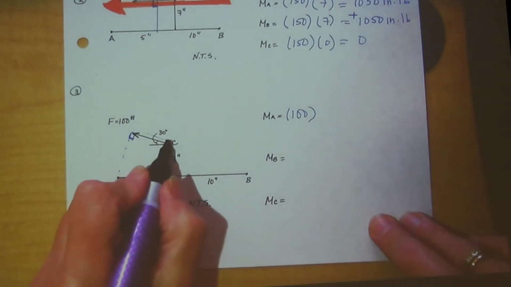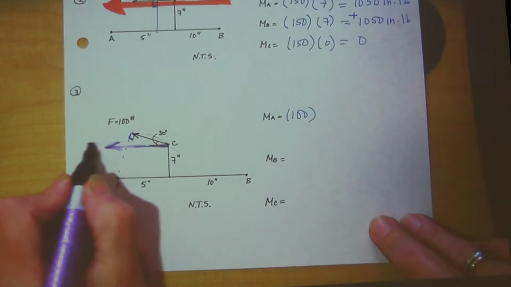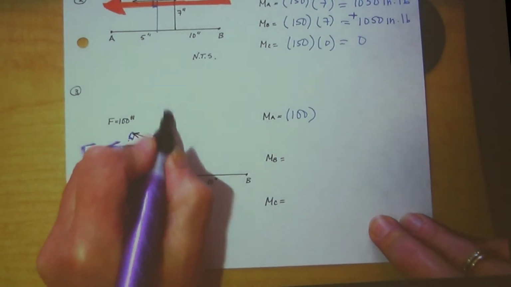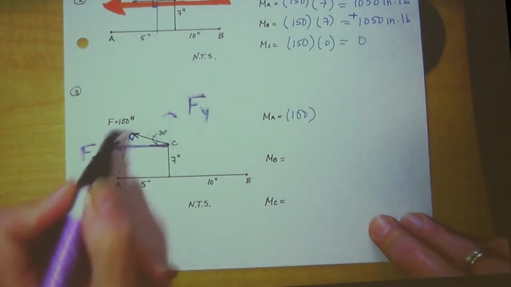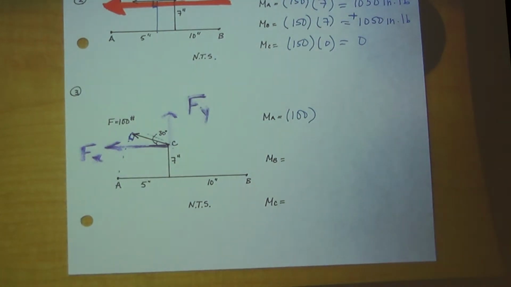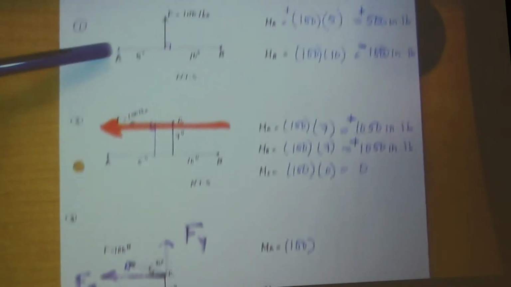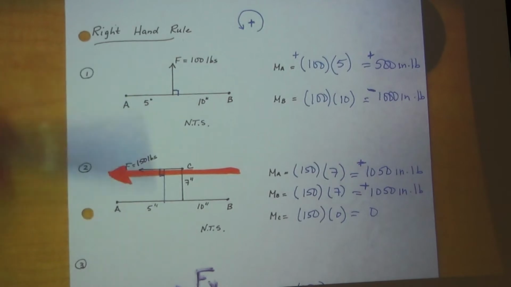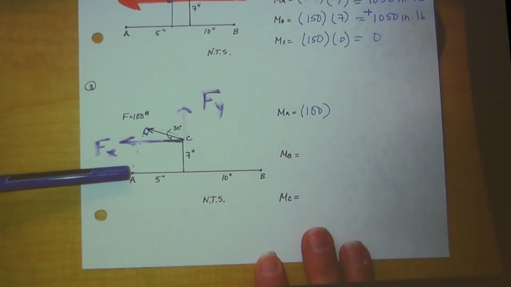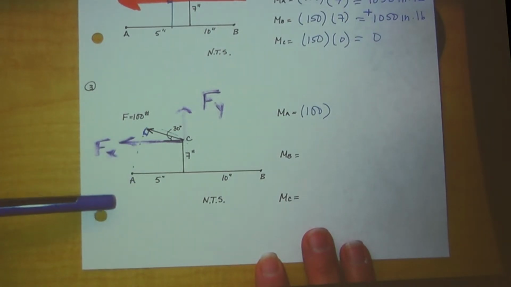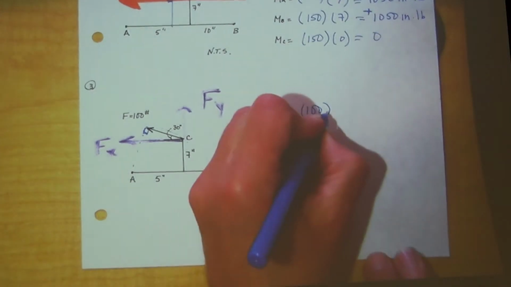If I say this is Fx and this is Fy, don't I then have the perpendicular distances? Right? So in these two problems, the perpendicular distance was given to me. In this problem, the perpendicular distance isn't given, and you could probably find it. For me, it's easy to break it up into components. So let's take a look at this instead.